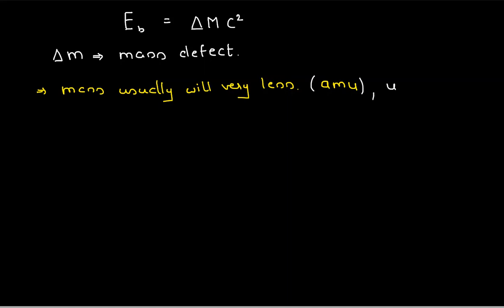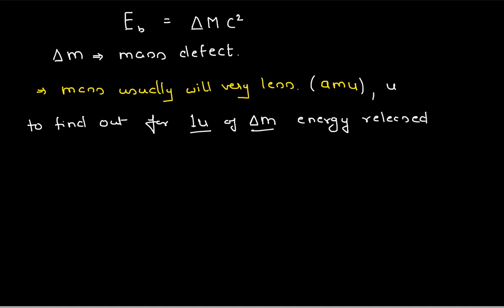So it makes sense to find out, for 1 unit of mass defect, how much energy is released. If I know how much energy is released for 1 unit of mass defect, for X units of mass defect I just multiply by X. So find out the energy released for 1 unit of delta mass, and you should find it in terms of electron volts, not in joules.